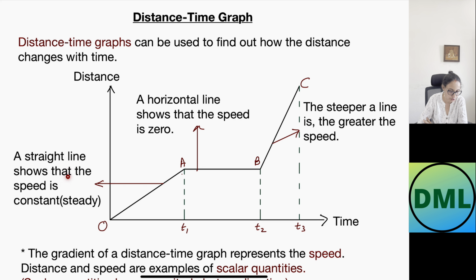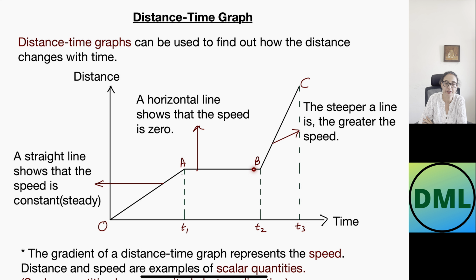A straight line shows that the speed is constant. The slope of the distance time graph will show you the speed. Speed is constant here as we are moving with the same speed from time 0 to T1.